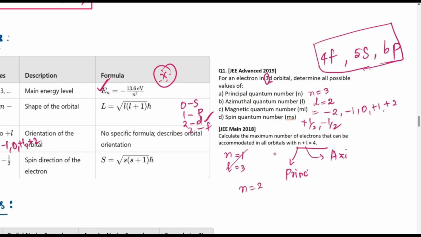Then n is equal to 2, l is equal to 2. Is it possible? No. The d subshell in the second shell is not possible. Then let's move on to n is equal to 3 and l is equal to 1. Is it possible? Yes, it is. Similarly, you can try it out with other possibilities.